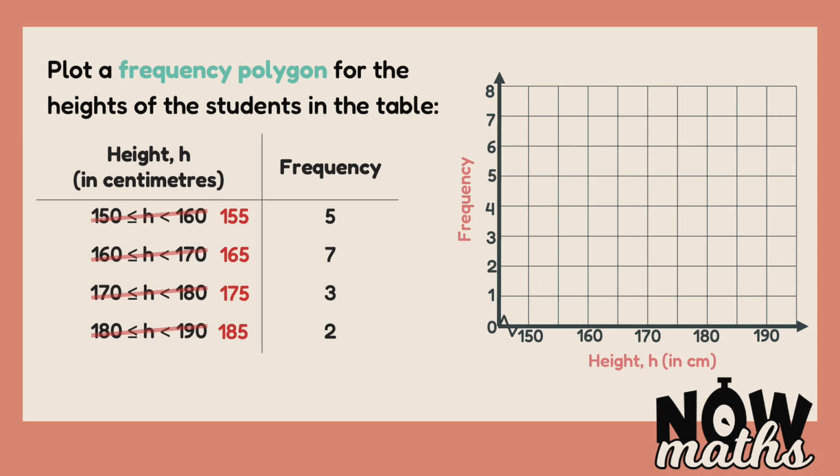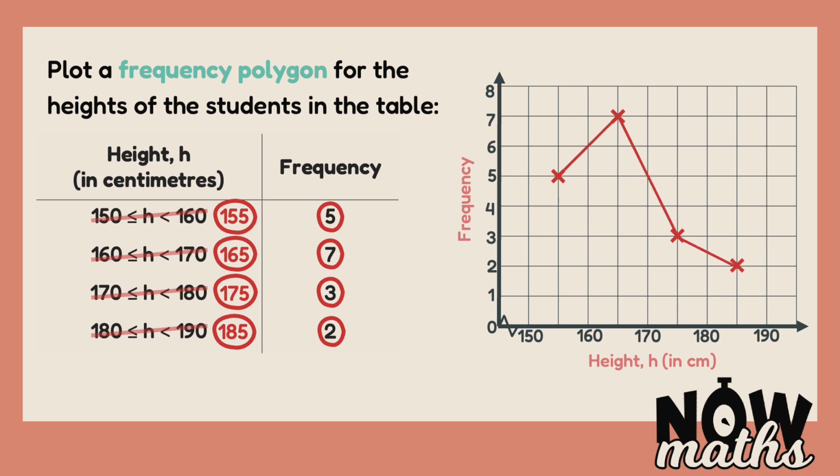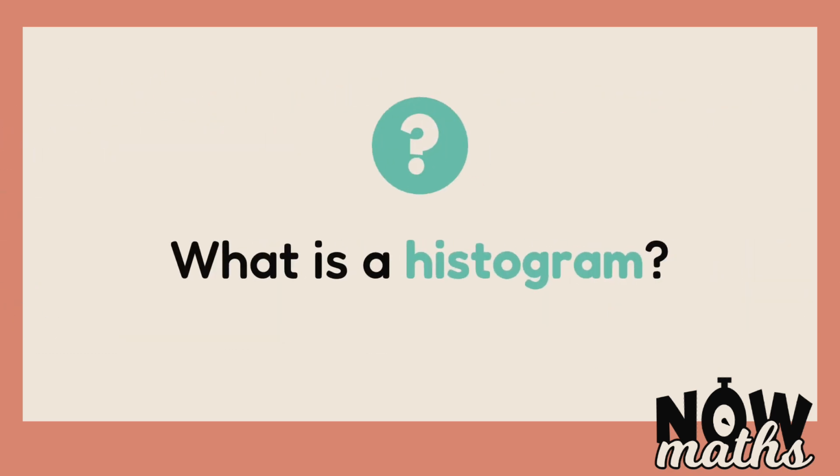Now let's plot some values onto our graph. First we'll plot the height of 155 centimetres against a frequency of 5. Then the height of 165 centimetres against the frequency of 7. Notice for each of these we move along to the x value first and then up to the y value second. When we've plotted the 4 points, we join the points with straight lines, and this is our completed frequency polygon.